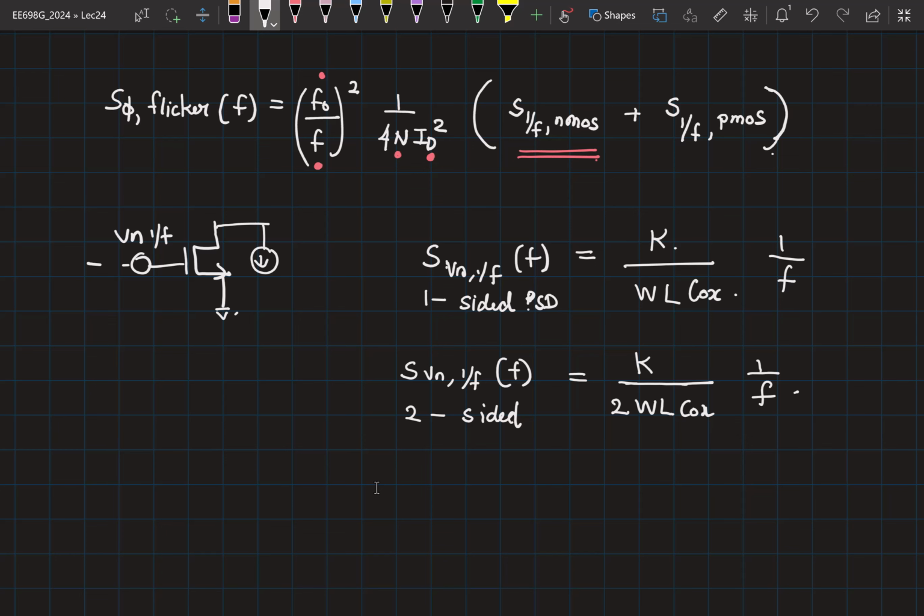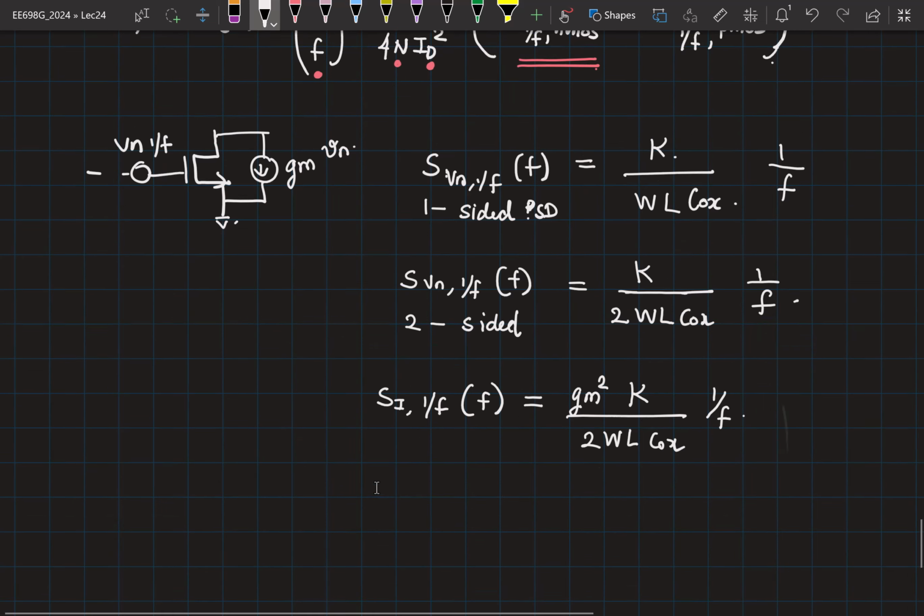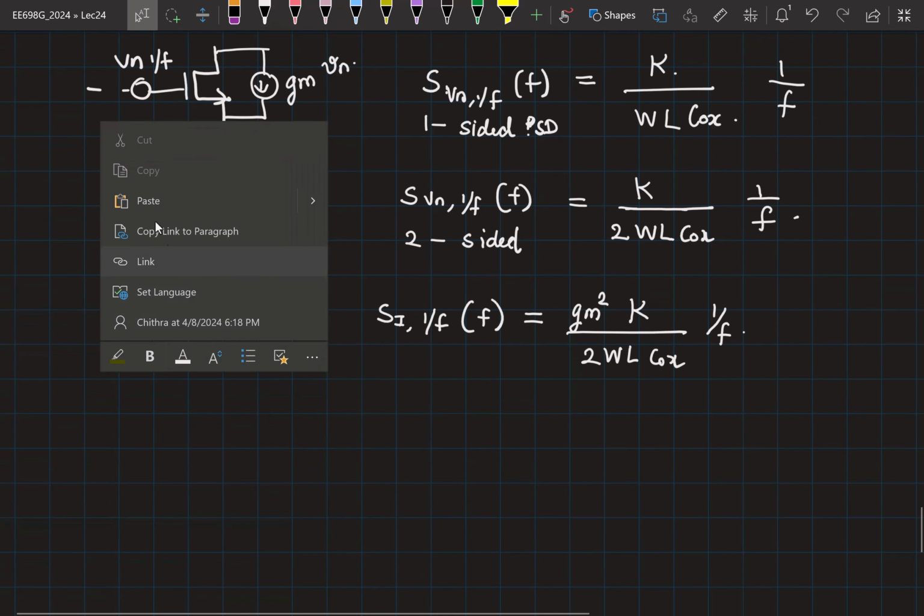Can you tell me what will be the current noise associated with this? So I'm looking at SI 1 by F of F. What is the, if this was Vn, what would be the current here? GM times Vn. Right? So the transfer function is GM. Therefore, you have to do transfer function square. So this gives you GM square times K by 2 WLCOX into 1 by F. That's all. So I'll replace this in the total expression.